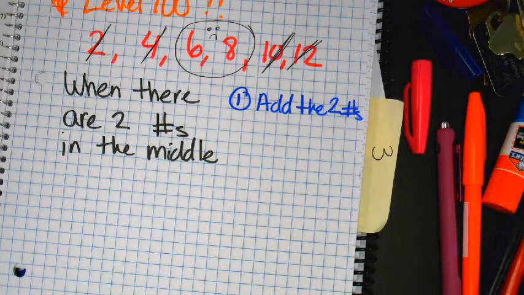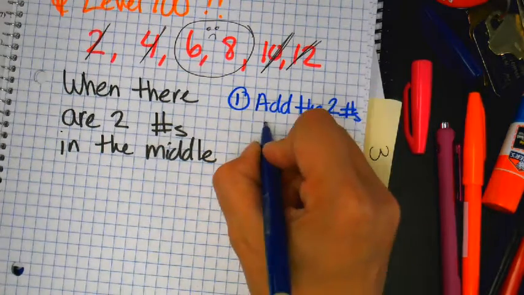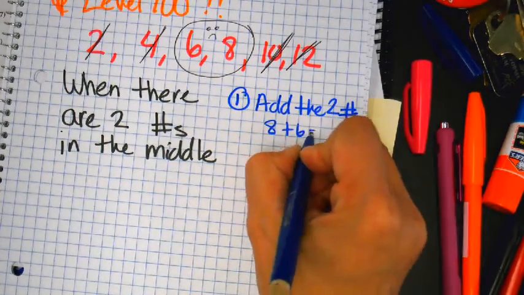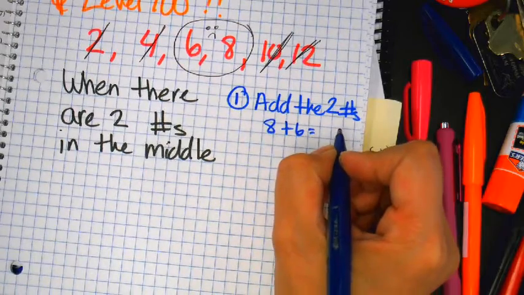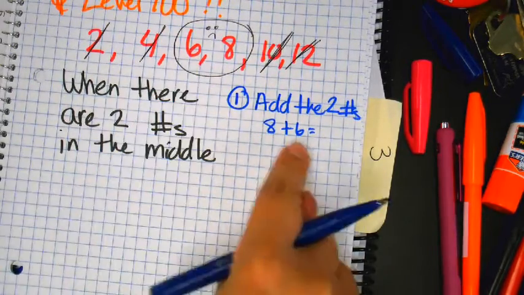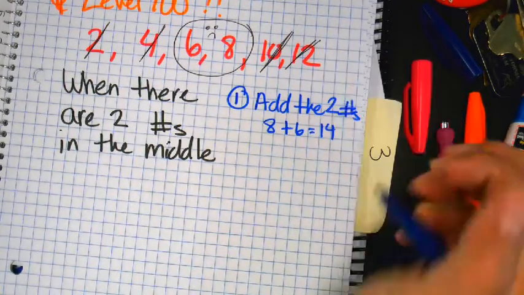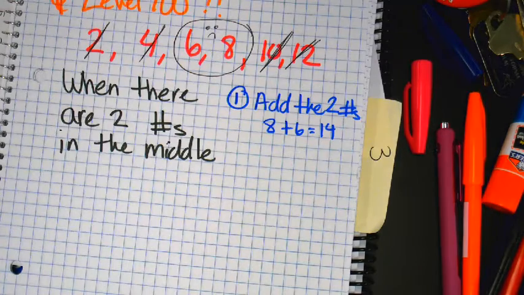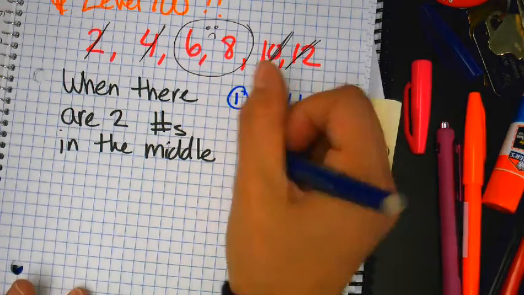add the 2 numbers. You're going to find the average, which means add and divide. So I'm going to add 8 plus 6, because these are the 2 numbers, and get 14. Is that my answer? No, 14 is not in the middle of 6 and 8. So then you do step 2.